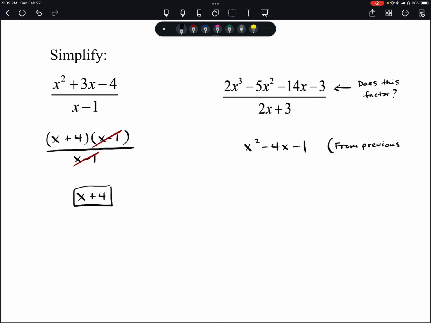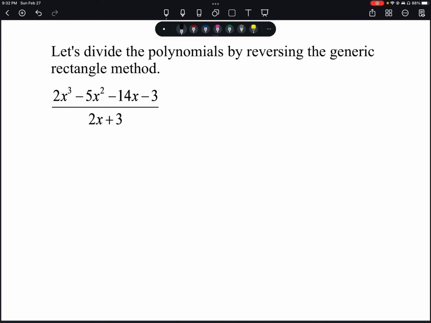But we're going to look at another way to divide that you did last year in Algebra 2 using the generic rectangles. But if you're rusty on it or you forgot, this would be a great opportunity to catch up. Okay, so move on to the next slide. Here it says, let's divide the polynomials by reversing the generic rectangle method. Okay, so as we look at this, right, we've got our 2x to the third minus 5x squared minus 14x minus 3, and we're dividing all that by 2x plus 3.